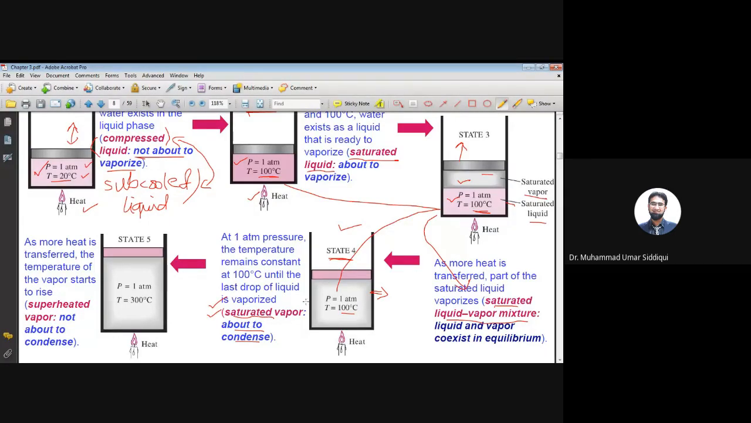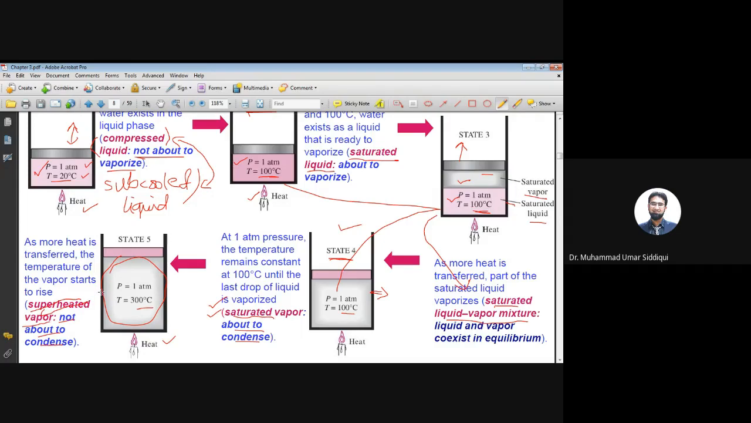Now let's say if you heat it further, what will happen is that now the temperature is going to rise. So till here the temperature was constant, but now the temperature is going to rise. It's going to move from 100 to 110, 120, 130, 140 and continue. Let's say you reach 300 degrees centigrade. So here we have all vapor, okay? But if you cool it slightly, its temperature will drop, but it will not condense. This state is known as superheated vapor, not about to condense. Okay, and this is state 5.